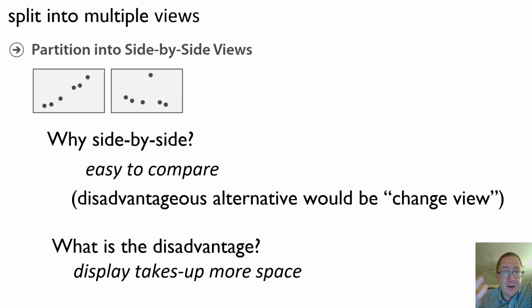The disadvantage, however, is, of course, it takes up space. When we look at small multiples, we've seen that, where we would have this entire grid of all the different ways of representing that same data set. Every single one of them takes up a certain amount of space.